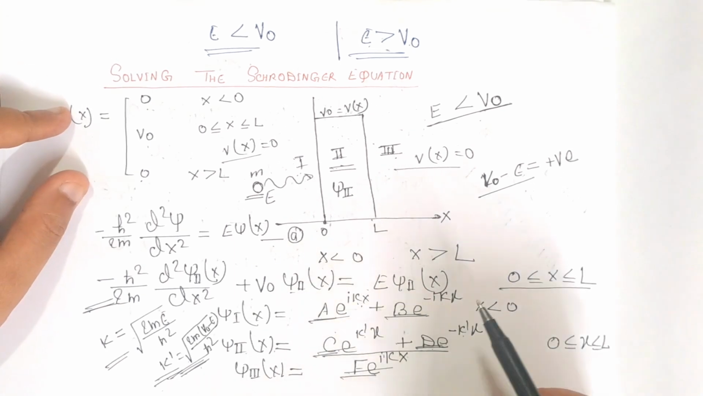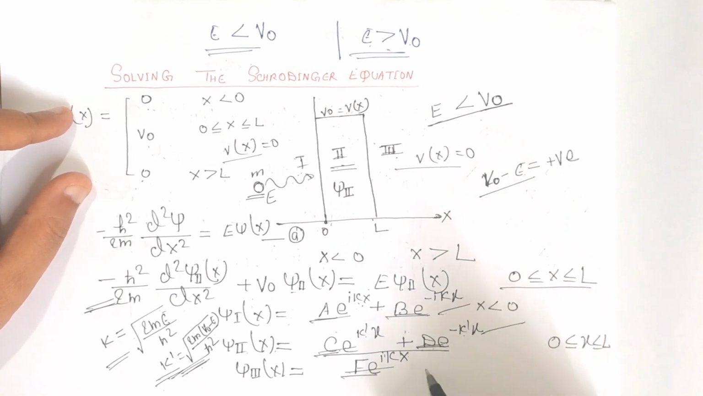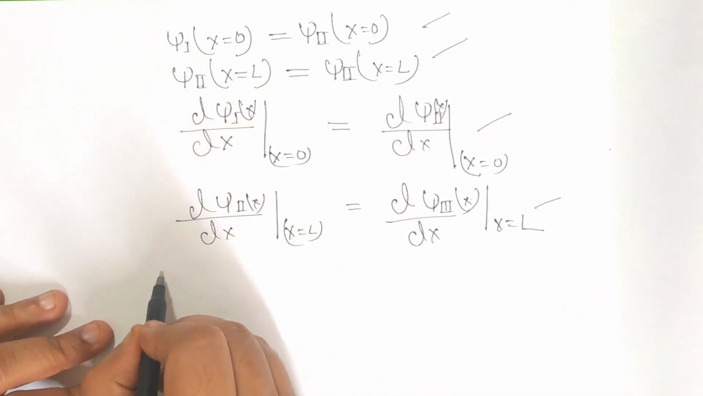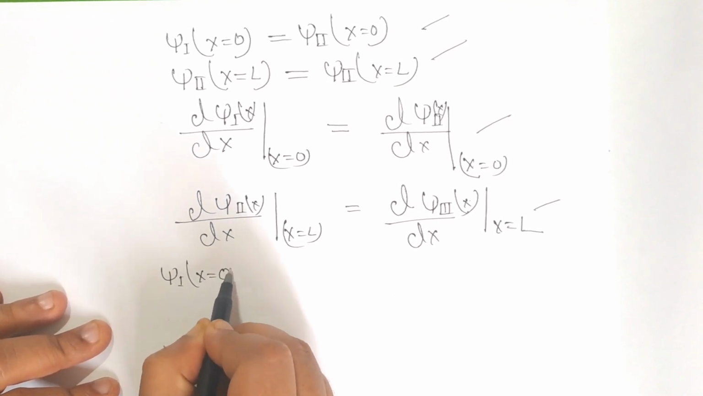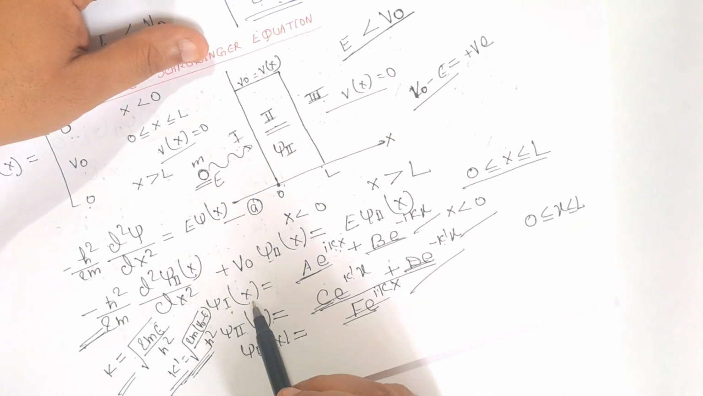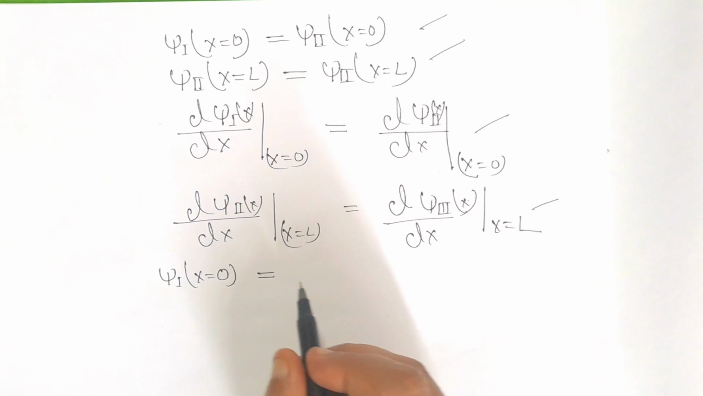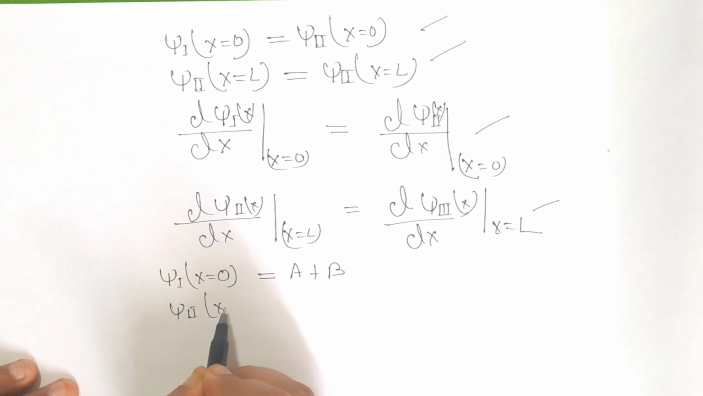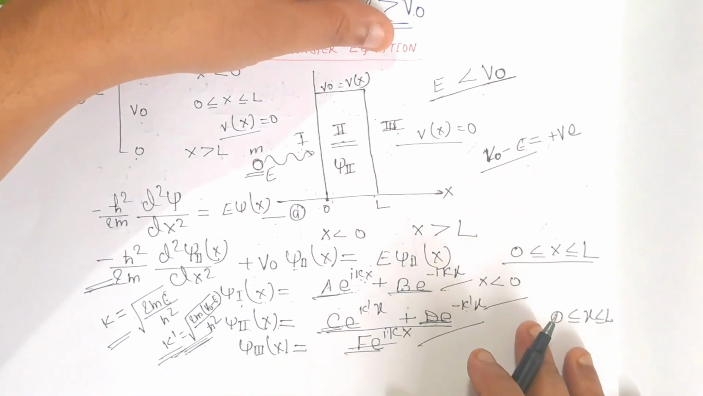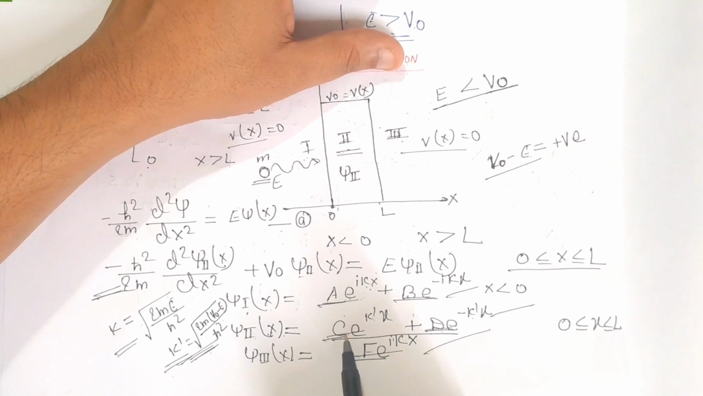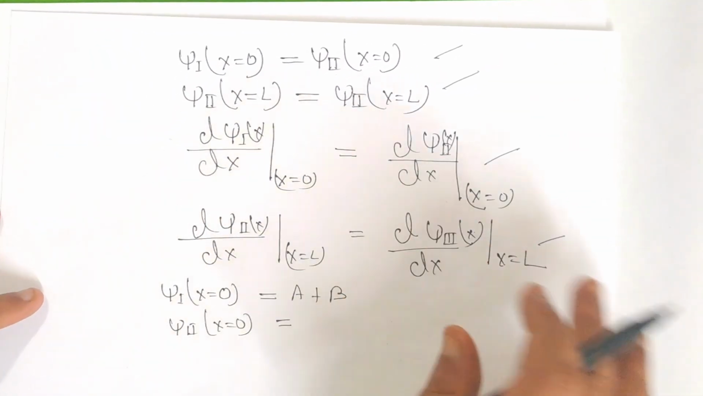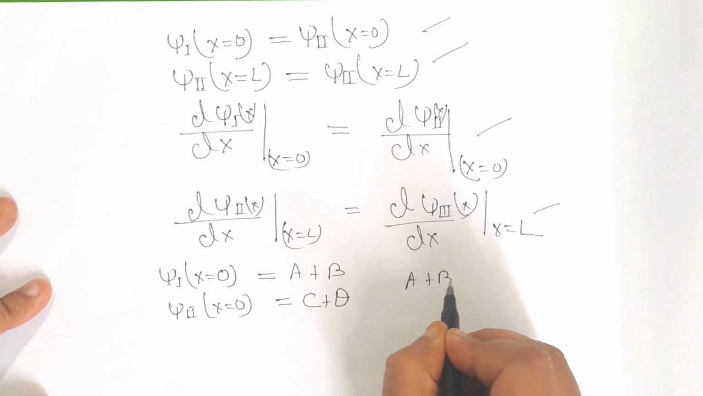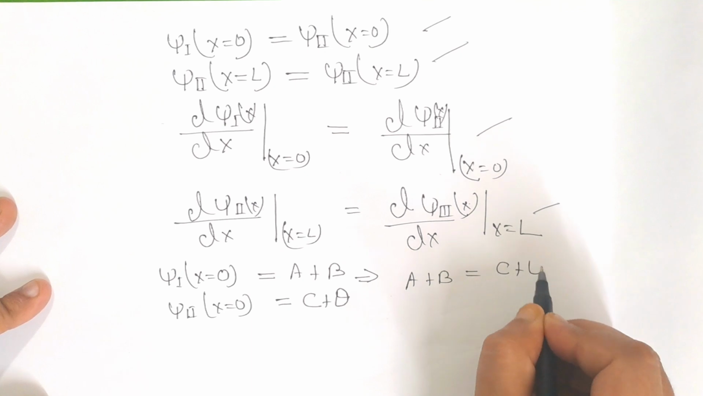We can apply the boundary conditions on these equations 1, 2 and 3. If we apply the boundary condition, psi 1(x=0) will be A plus B, and psi 2(x=0), if we put x equal to 0, then it will be C plus D. It means A plus B equal to C plus D.